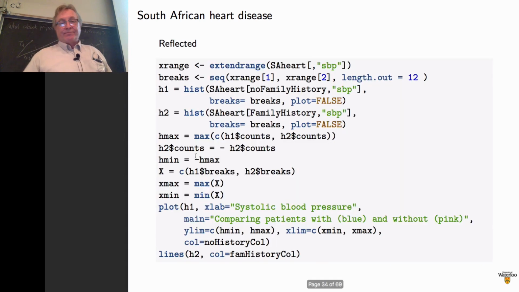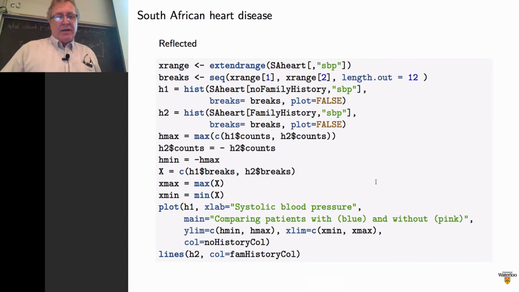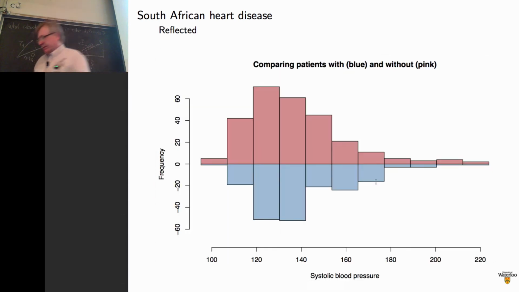Okay? So what else might I do? Let's just see what we got here. I'm going to pick up the histograms and put them back to back. So that complicated code that we saw beforehand is just trying to produce one histogram and the other one back to back. So now you have both of them there.